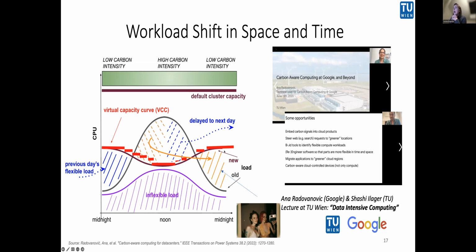So if I may ask you now, what do you think are the trade-off dimensions here? What do I trade off here? What do I lose if I use this technique to shift workload in space and time? Any idea? What do I trade?